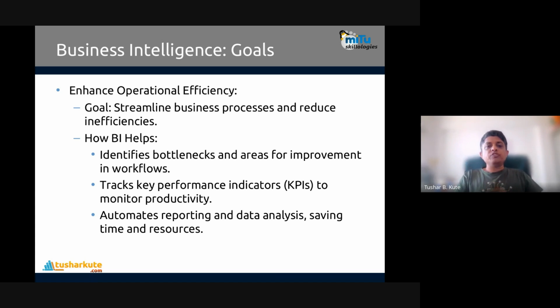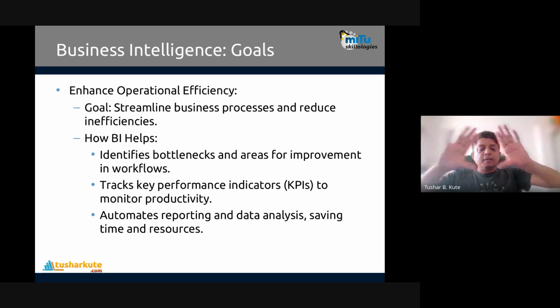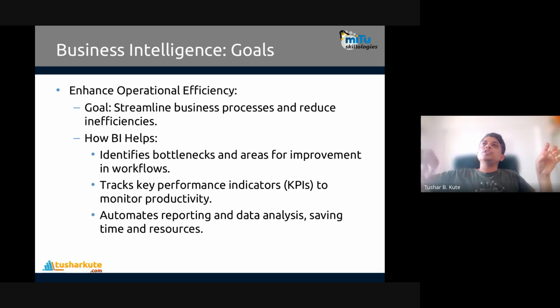We can track KPIs, key performance indicators, to monitor productivity. A key performance indicator is a measure by which you can identify that a process is working well. I'll show a few KPIs when we assess the quality of the model design for BI in the next session; we'll elaborate on that in detail. Then we can automate reporting and data analysis, saving time and resources. Definitely this is possible with automation, building a pipeline from data collection to decision making. This is how we can improve the efficiency of operations.